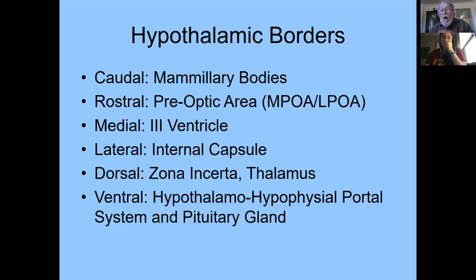So therefore, the paraventricular nuclei, the periventricular nuclei, and some of the arcuate nuclei, because they are literally bordering the third ventricle, can send processes by which they release neurotransmitters and neuropeptides into the CSF.